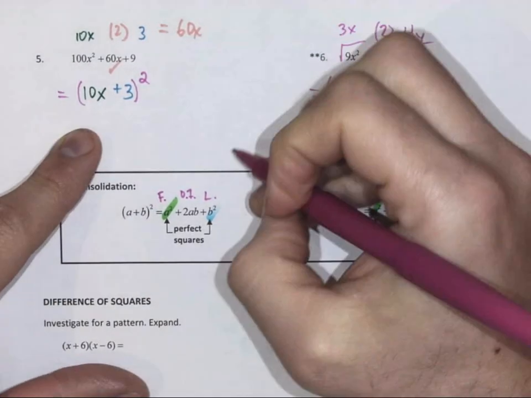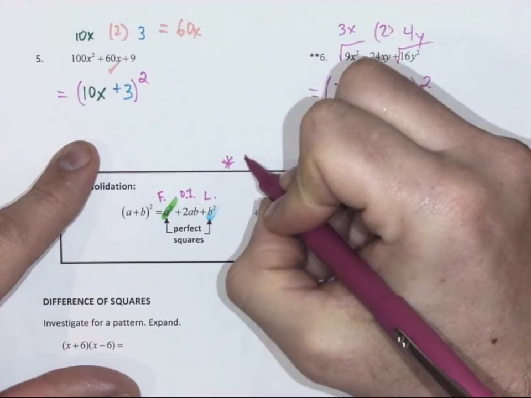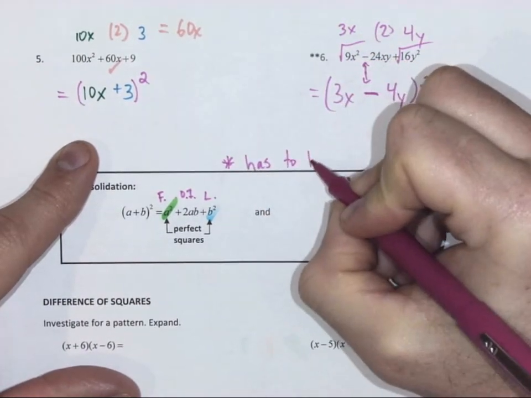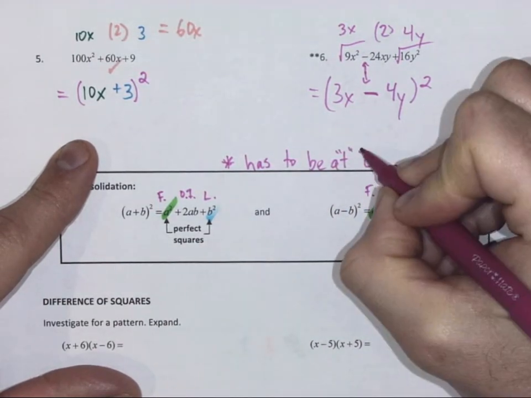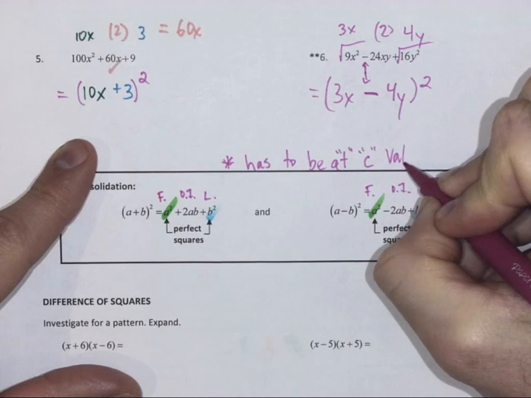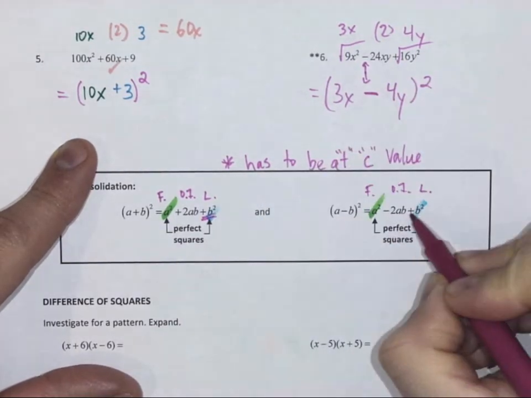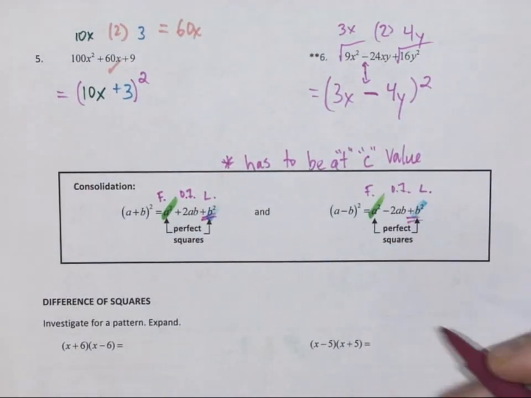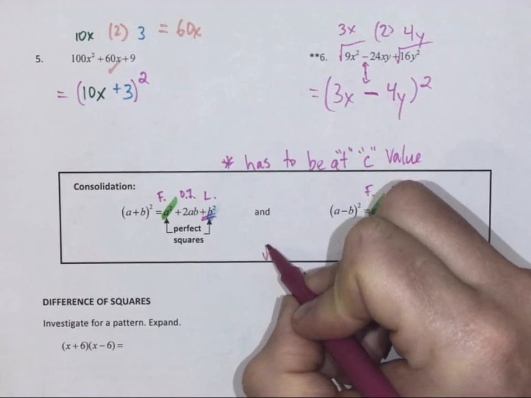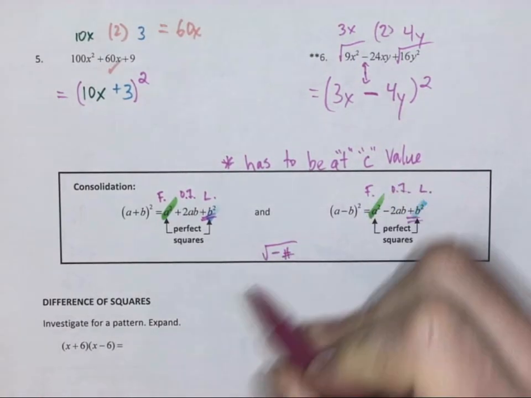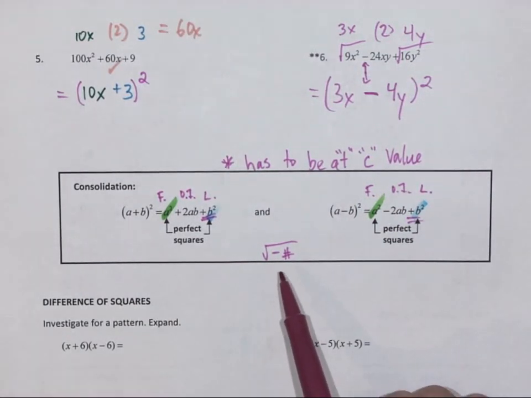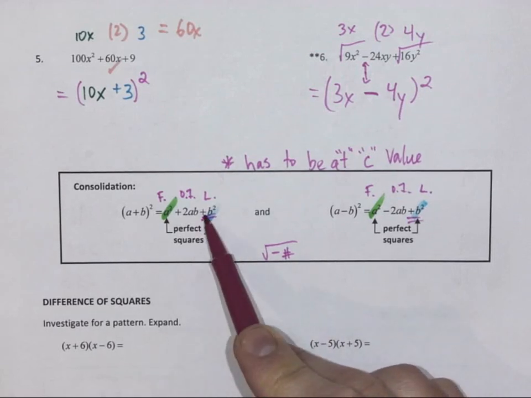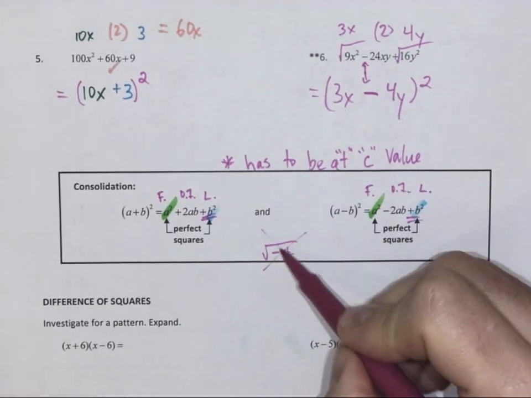Now the only thing that we need to see, it has to be a positive C value. So right there, that has to be a positive. It cannot be a negative because you cannot take the root of a negative number. Later on, that gives us other information about a parabola, but we cannot do that if the third term is negative. That's no good.